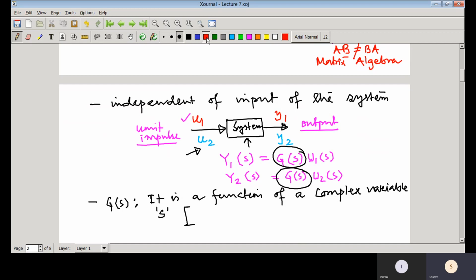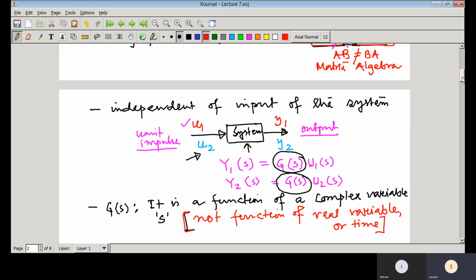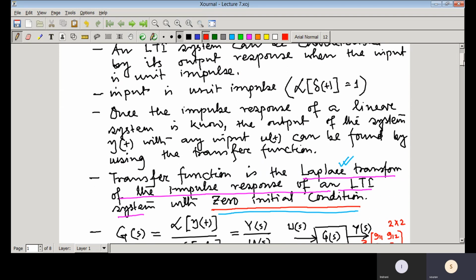So in brackets we can say that it is very important that the transfer function is not a function of a real variable or time. You should remember this thing, that this Laplace transform is a function of a complex variable. It is not a function of any real variable or time. So these are the important features of the transfer function.